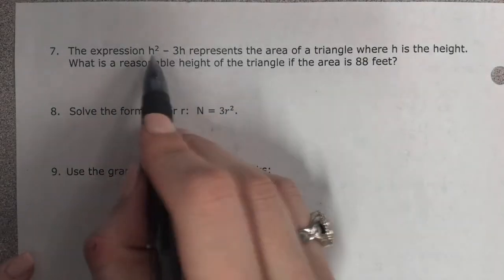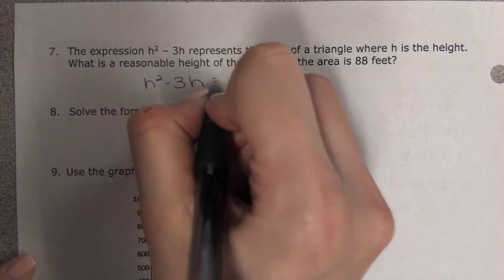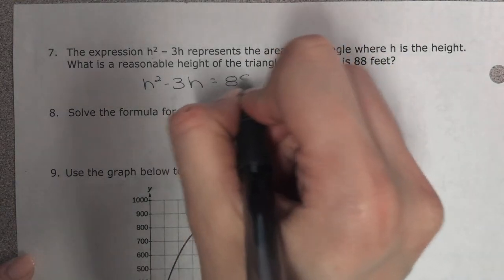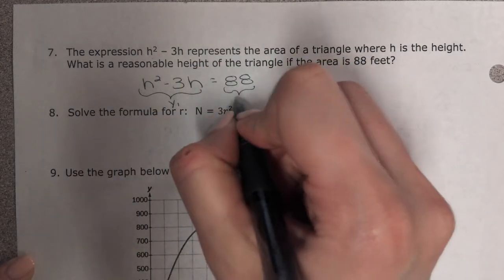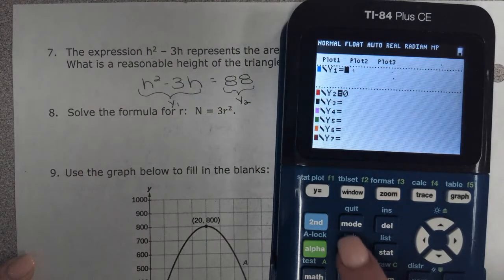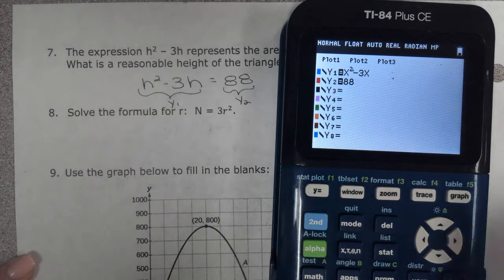All right. So they're giving us this equation, h squared minus 3h, and they're telling us it equals 88. Easiest way to do this? Calculator. Please, please, please utilize your calculator on your test. So in y1 we have x squared minus 3x. In y2 we have 88.